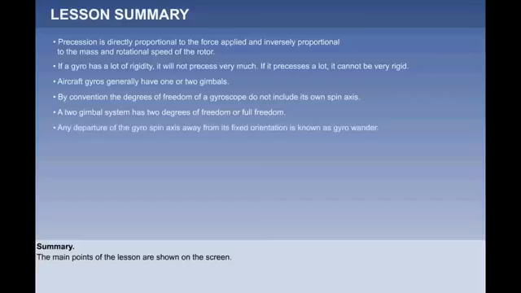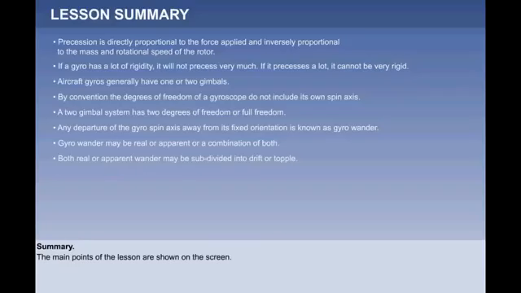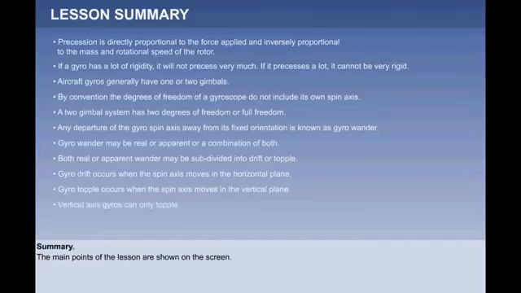Any departure of the gyro spin axis away from its fixed orientation is known as gyro wonder. Gyro wonder may be real or apparent, or a combination of both. Both real or apparent wonder may be subdivided into drift or topple. Gyro drift occurs when the spin axis moves in the horizontal plane. Gyro topple occurs when the spin axis moves in the vertical plane. Vertical axis gyros can only topple. Horizontal axis gyros can drift and topple.